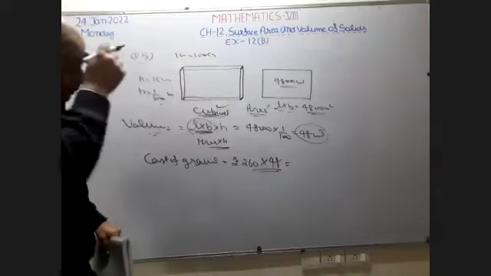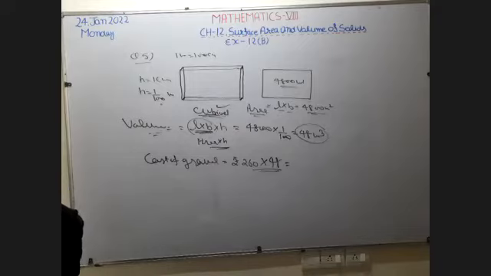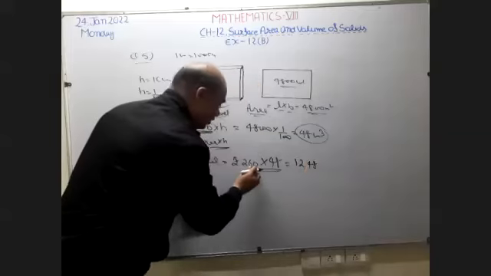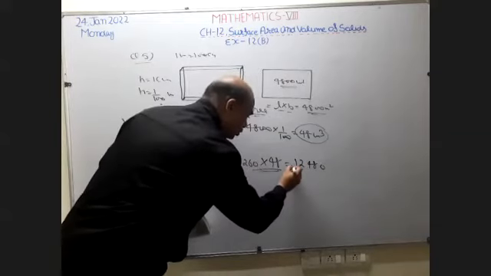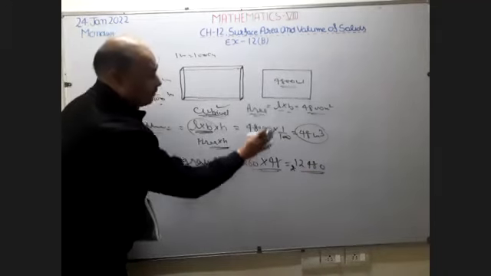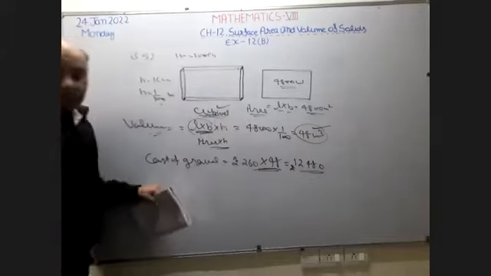So the answer will become multiplying 260 and 48. Multiply 260 and 48. 1, 2, 4, 8, okay. So the answer becomes 1, 2, 4, 8, and a 0 is there, so put the 0 also. So this is the cost of graveling the path at rupees 260 per meter cube. Meter cube means we are going to multiply the volume by rupees 260. Okay.